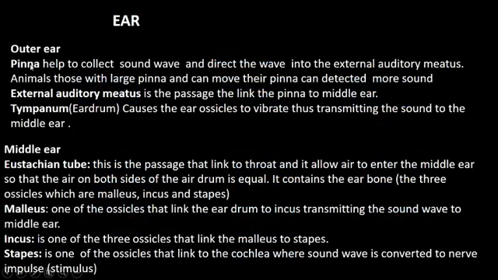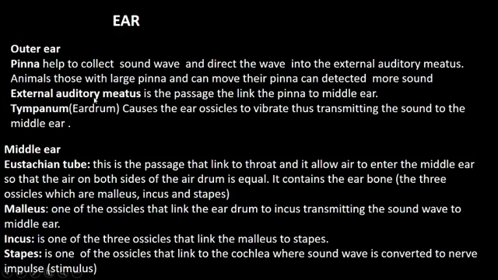So let us now look at the outer part of the ear. The pinna helps us collect the sound wave and direct it into the external auditory meatus. Those with large pinna who can move their pinna can detect sound in different directions, but not human beings, because your pinna is small and you don't have power over it to move it in different directions. This is the power that a dog has, that it can perceive the smallest sound and respond to it.